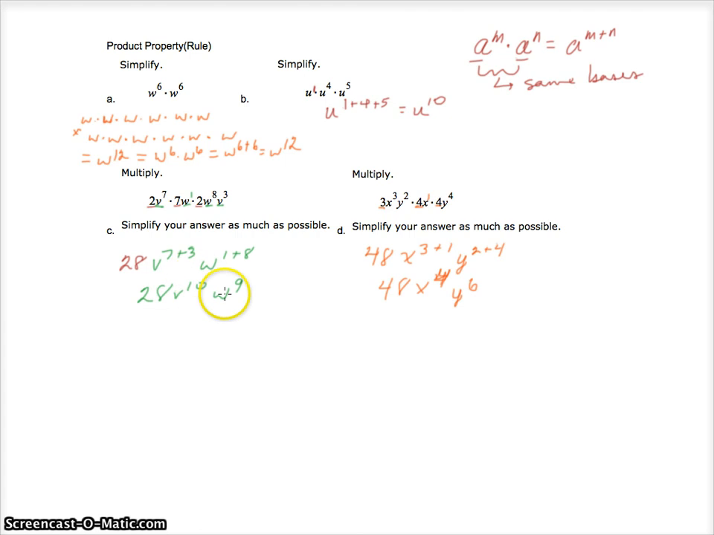Alright, so just remember to collect your like variables, and when you multiply them, add the powers.